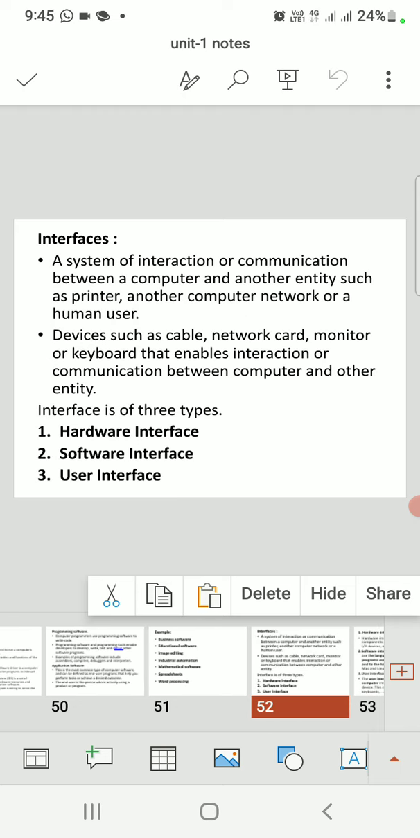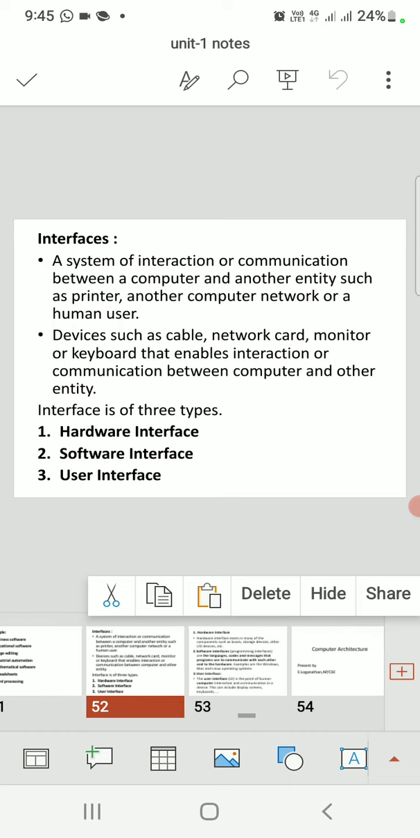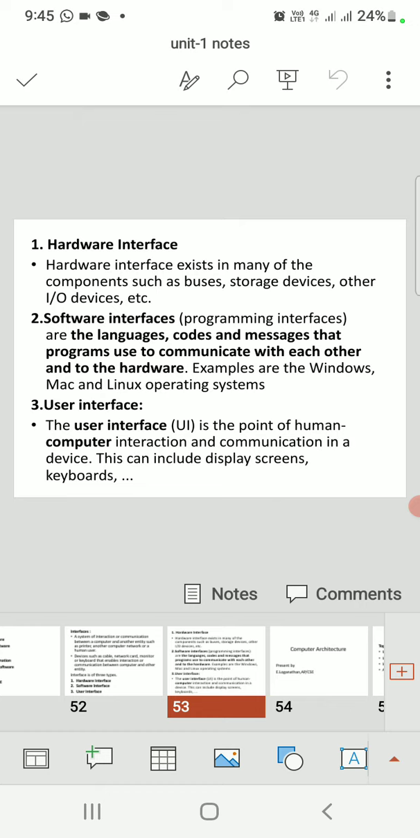Another thing is interfaces. There are different types of interfaces. Interaction or communication between the computer and another entity such as a printer, another computer, a network and human users. Devices such as cable, network, monitor and keyboard enable the interaction or communication between the computer and other entities. Hardware interface, software interface and user interface. Hardware interface: the hardware devices we connect with the buses, storage devices and I/O devices. Software interface: the languages, codes and messages that programs use to communicate with each other's hardware. User interface: the point of human computer interaction and communication in a device. This is called the user interface.